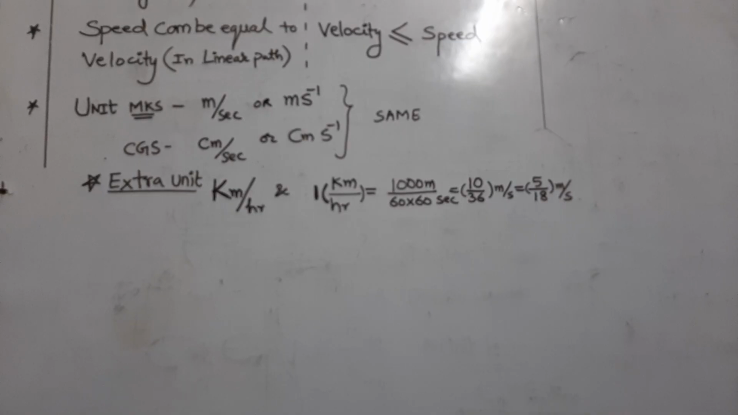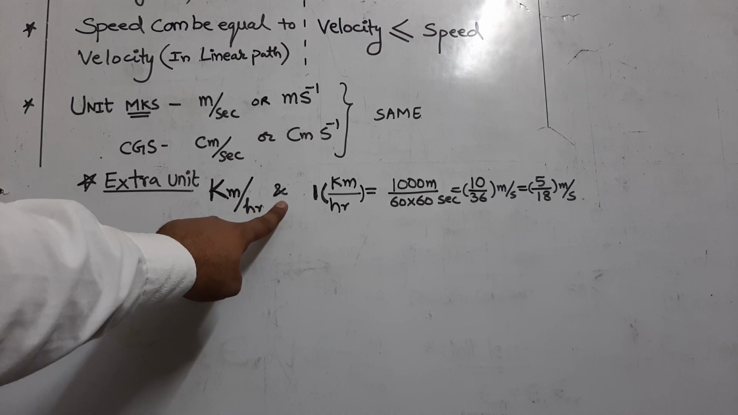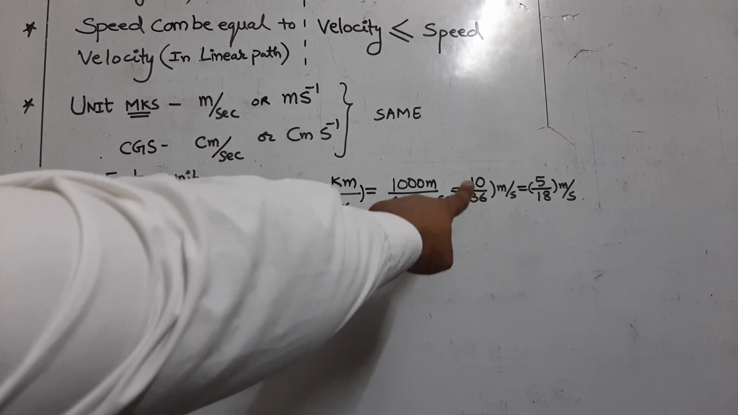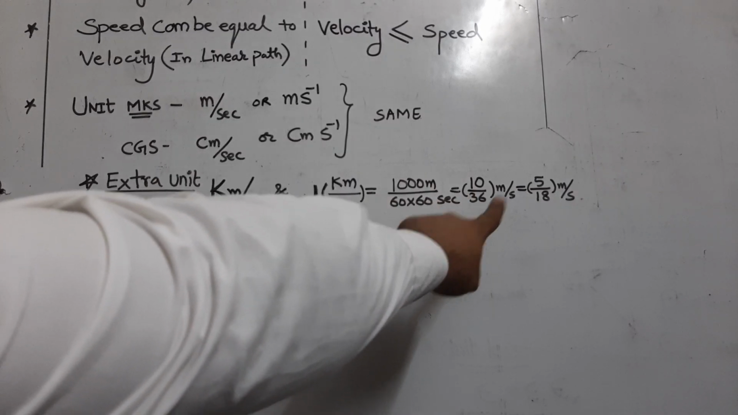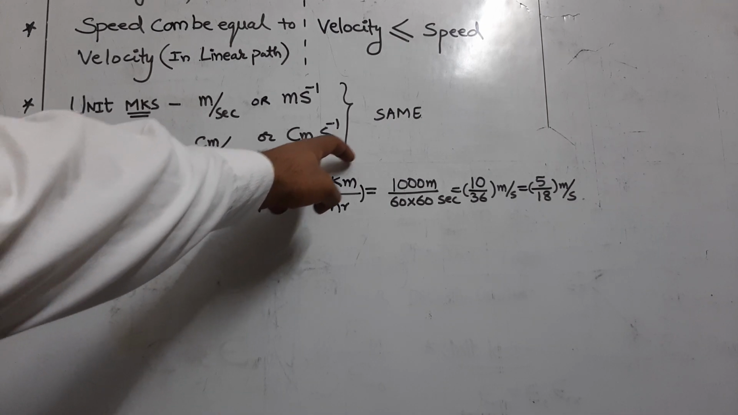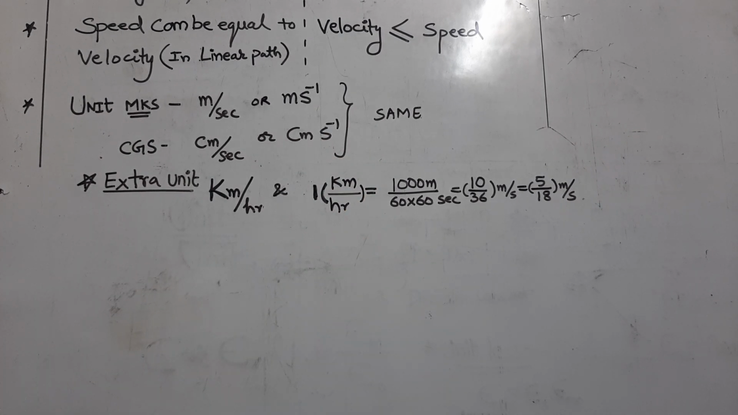We have an extra unit for the measurement of speed and velocity, that is kilometer per hour, and 1 kilometer per hour is equal to 10 by 36 meter per second or 5 by 18 meter per second. When we put the value of k, that is 1000, and the h, that is 60 multiplied by 60 seconds, we get 5 by 18 or 10 by 36 meter per second. By this we can convert kilometer per hour into meter per second.